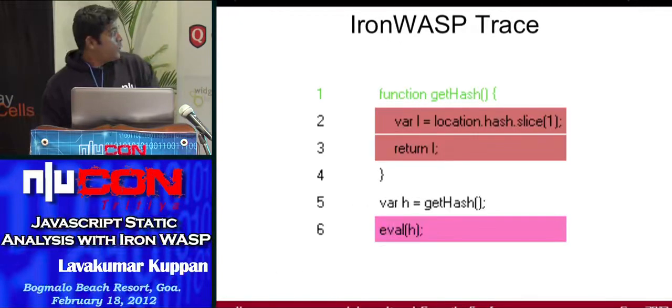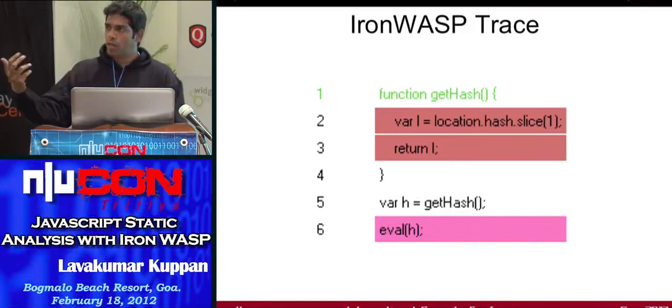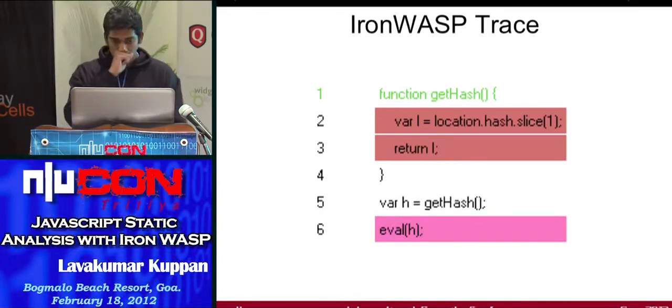Now what you can see is it has highlighted lines 2 and 3, where the location value is being taken and stored in a variable and the value is being returned. It has highlighted those in maroon, and down here it is highlighting the eval command in pink because it is a sink, right? But there is no actual highlighting in red, which should have happened because this page is vulnerable to DOM-based XSS, because when it says getHash here, what it is actually getting is the location value.